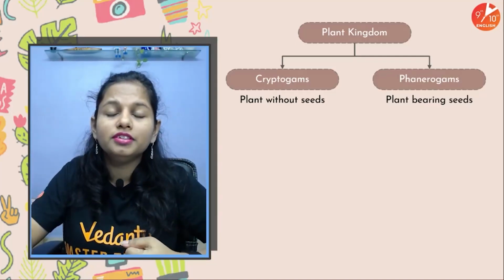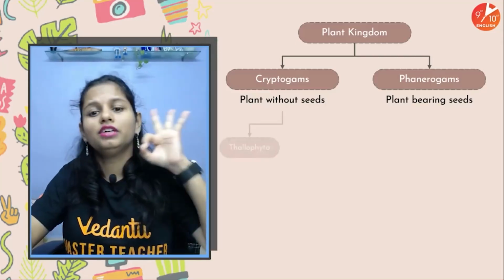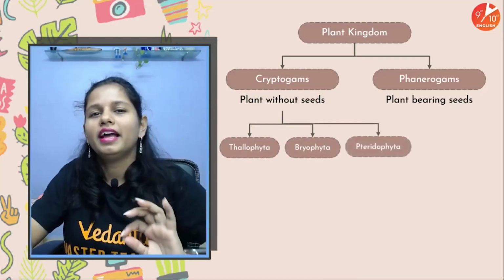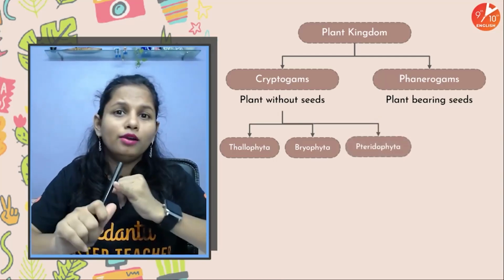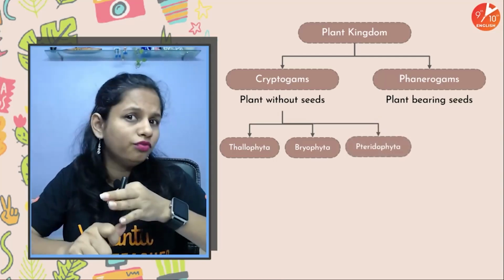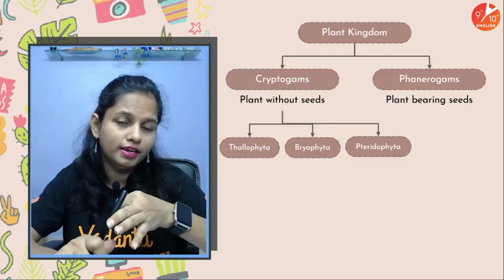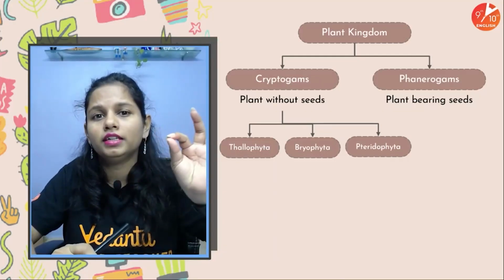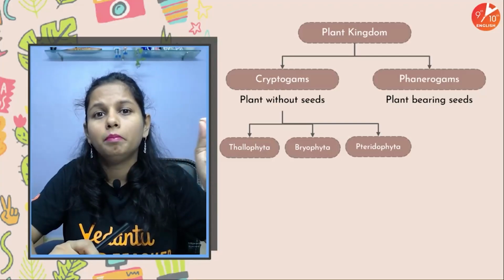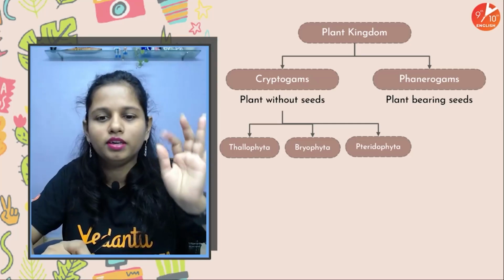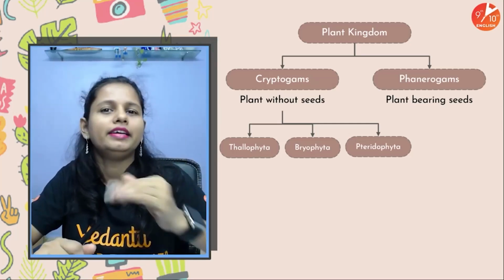Cryptogams are further divided into 3 divisions. Which are they? Thallophyta, Bryophyta and Pteridophyta. People, Thallophyta, Bryophyta, Pteridophyta. Kids, it's Pteridophyta, where the P is silent. It is not 'Ptiridophyta', no. It's Pteridophyta, okay? Thallophyta, Bryophyta and Pteridophyta.